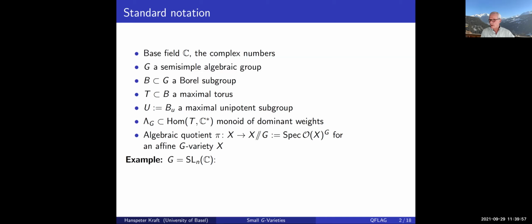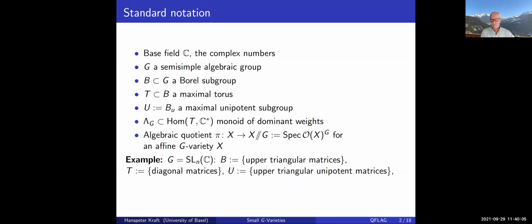Standard notation for GL_n: we have the upper triangular matrices B, the diagonal matrices T, the torus, and the upper triangular unipotent matrices U. Here the dominant weights are exactly the span of the ω_i, where ω_i is the fundamental weight of the i-th exterior power, wedge i.